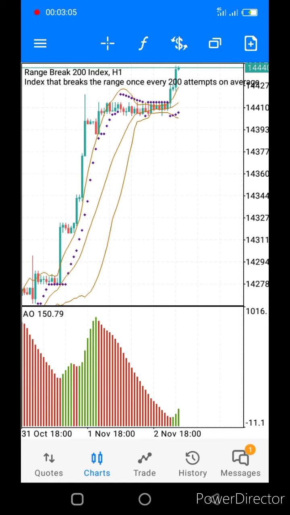Or you generate your signal on the 4 hours time frame and take your entry on the 15 minutes time frame. Or you generate your signal on the 1 hour time frame, which we are looking at here on Range Break 200, and take your entry on the 5 minutes time frame. And if you love scalping, like I also do, you can combine the 1 hour, 5 minutes, and 1 minute time frames together. That is how it works. So let's go into practical and check if this strategy also works on Range Break 200, generating the signal on the 1 hour time frame and taking entry on the 5 minutes time frame.